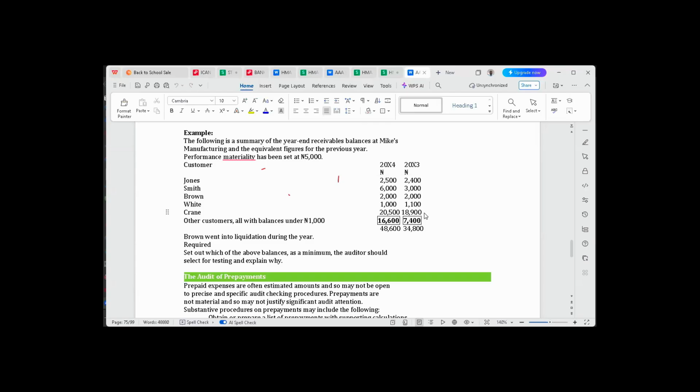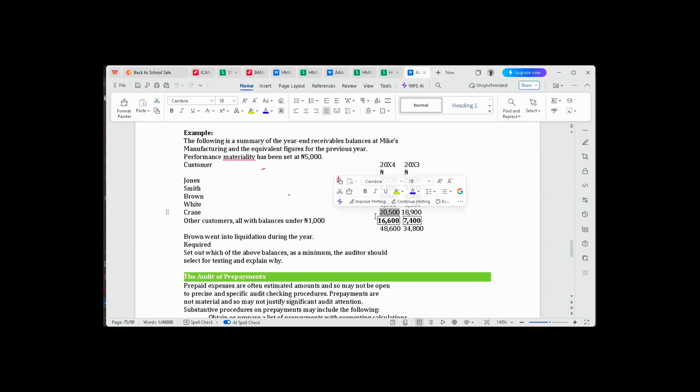If I want to answer this very well, I'm going to use ratio analysis. I'm going to place this 20,500 over the total that you have there. I'm going to use an analytical review procedure. So 20,500 divided by the total, which is 48,600, means Crane owes 42% of what is outstanding, or what is regarded as trade receivables in the books, in the financial statements: 42%.